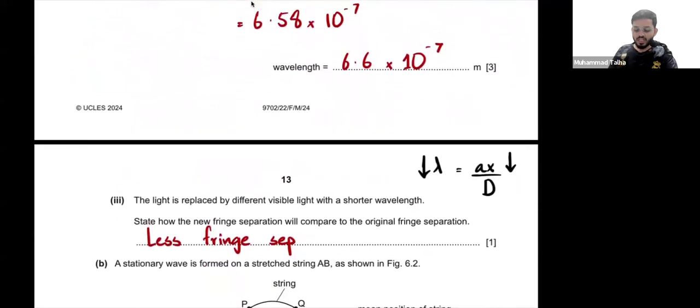The light is replaced by different visible light with a shorter wavelength. State how the new fringe separation will compare. So because lambda goes down, your x, the fringe separation, will also go down, right? So you have less fringe separation.